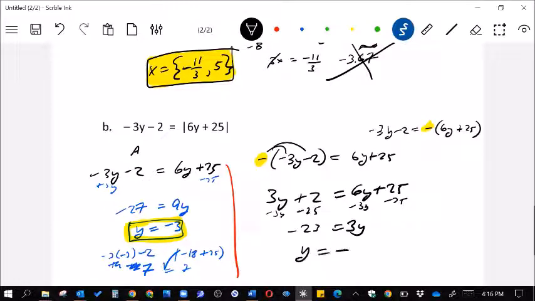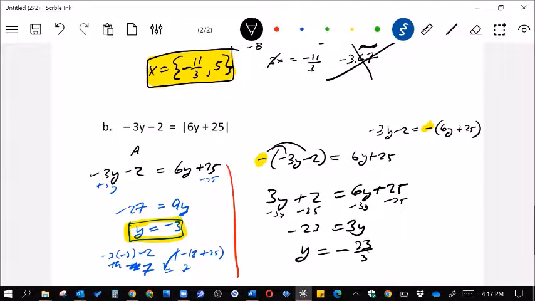Ooh, so y is equal to negative 23 over 3. 25 plus 2, yep, okay. Something's not coming out working for me. Why am I? No, it's coming out right. That's 6y plus 25. So we end up with a fraction in this case.